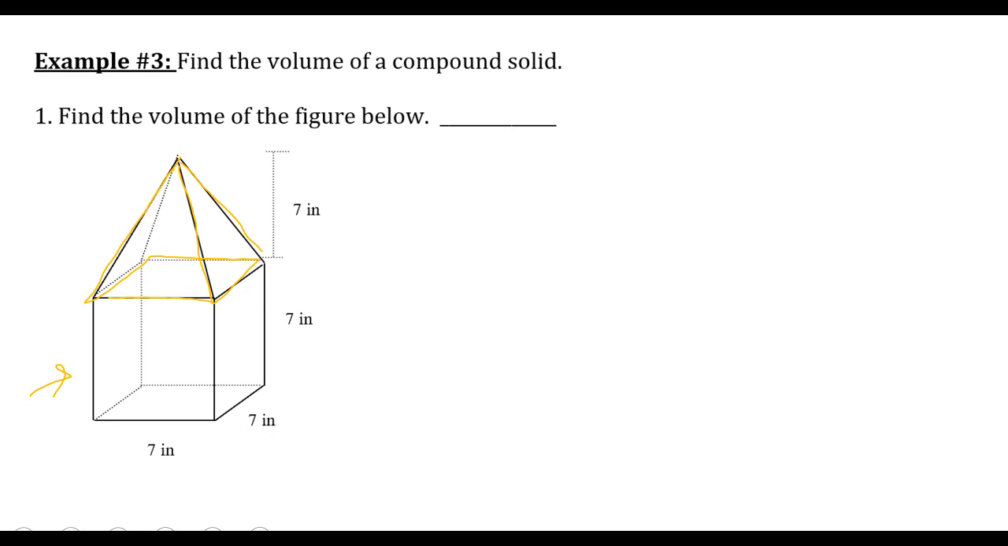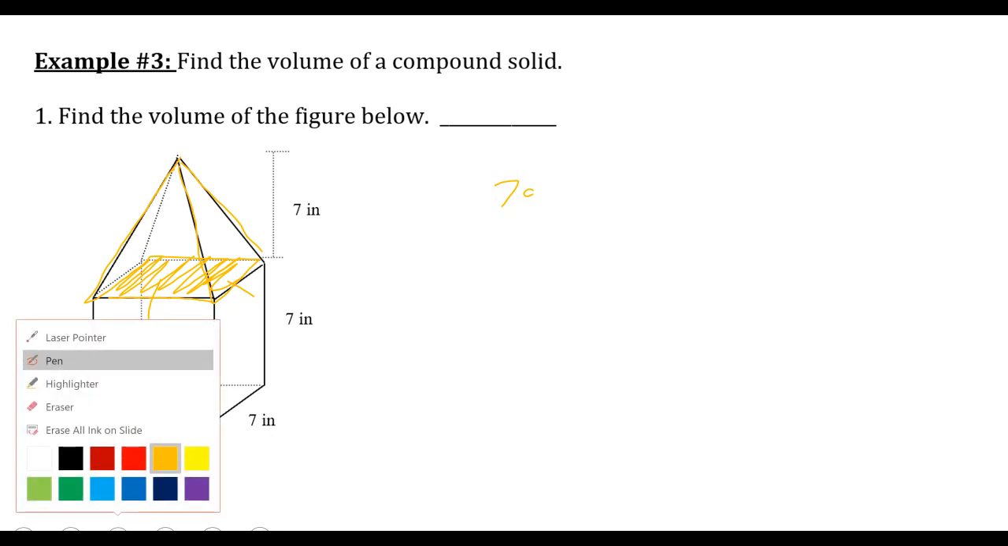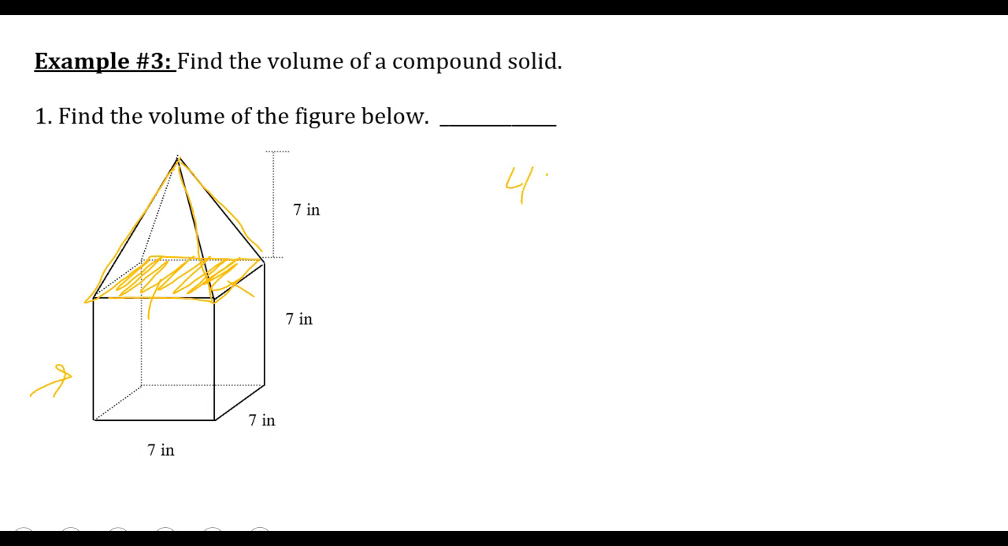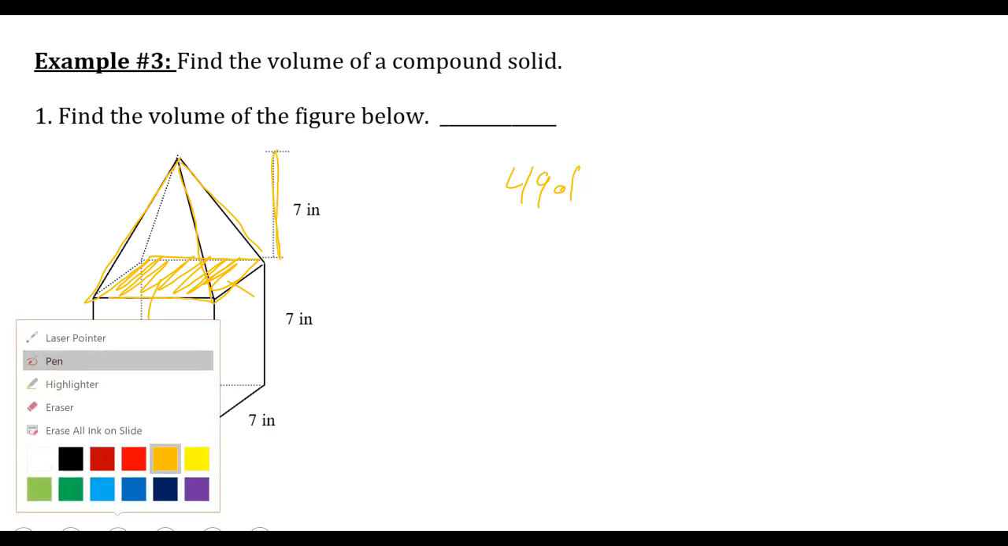So let's just figure out the pyramid first. Pyramid should be the base, right, is 7 times 7 times 7, which is 49. Oh, I want to write the base is 49. 49 times the height, which is 7. Right here. A lot of 7s in this one.